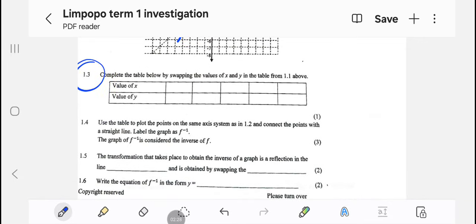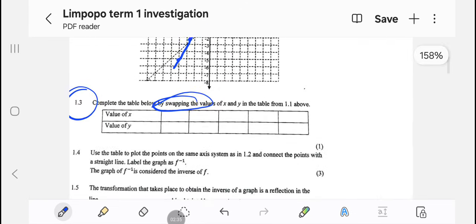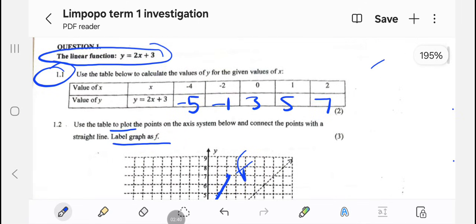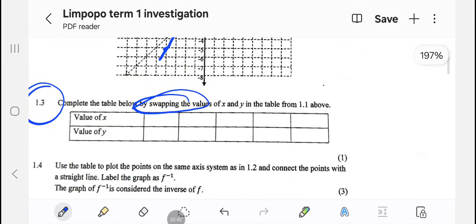1.3. Complete the table below by swapping. What are we doing? Swapping the values of x and y. So the values of x now are minus 5, minus 1, 3, 5, and 7. Values of y now are minus 4, minus 2, 0, 1, and 2.